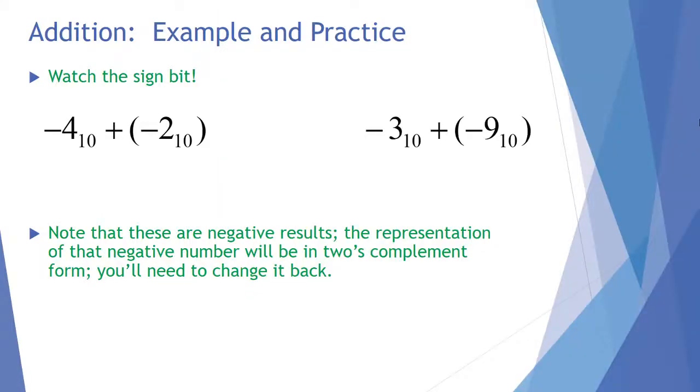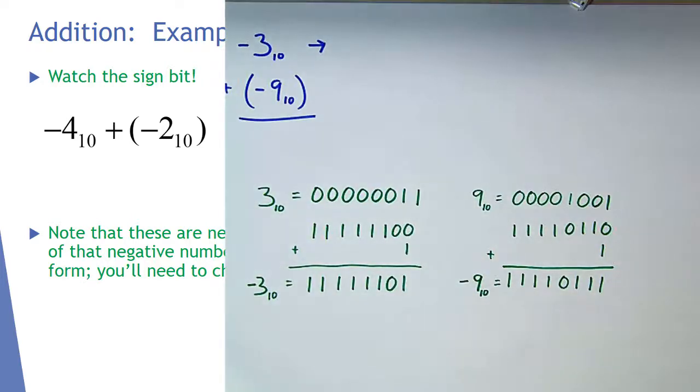Now that's tricky stuff. Pause the video and do the other one up there. See if you can use that same process to add negative 3 and negative 9. Unpause to see if your solution looks correct.